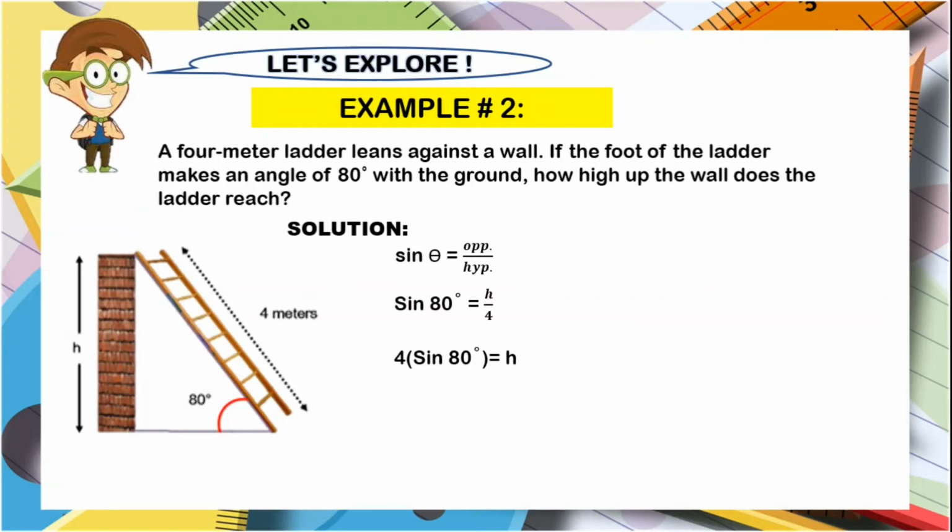Solving for the value of h, we have 3.94 meters. Therefore, the height of the wall that the ladder reached is 3.94 meters, or simply 4 meters.